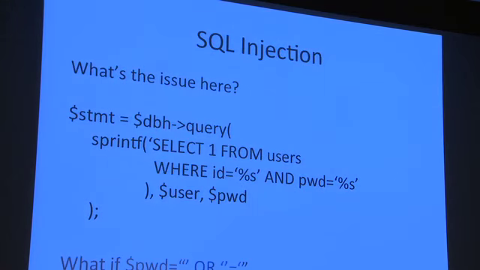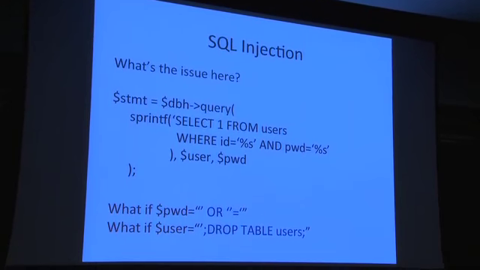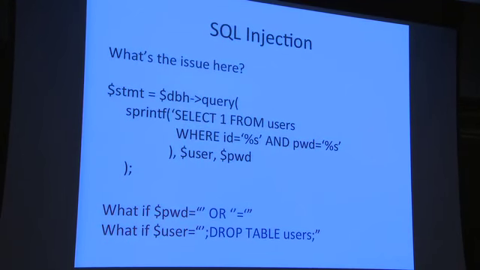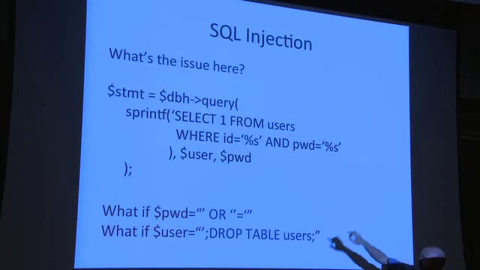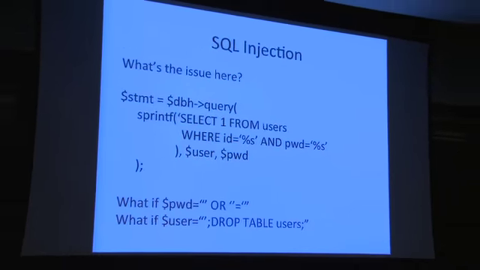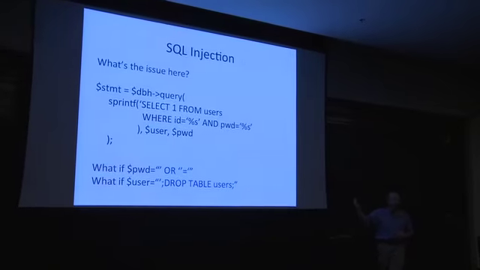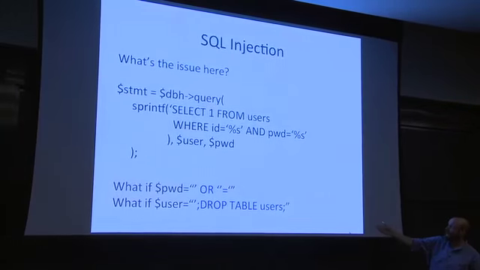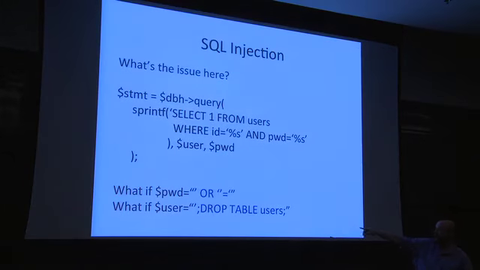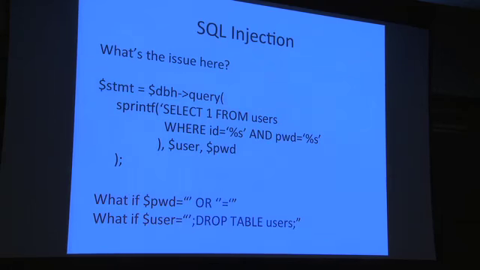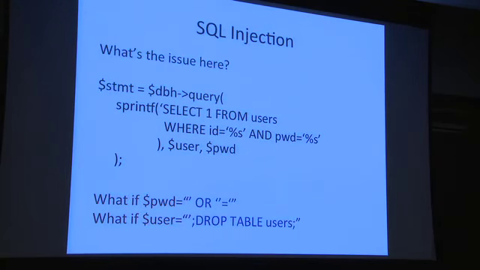So what if password was set to quote or quote quote equals quote? Basically telling me that I would append in another option here, the or, quote quote always equals quote quote. So this would always return true. So that gets interesting. The other one that's interesting is if user happened to be quote semicolon drop table users, suddenly my entire users table could be dropped from the database. So now we're actually going to see how this stuff works, which is, I think, a lot of fun.